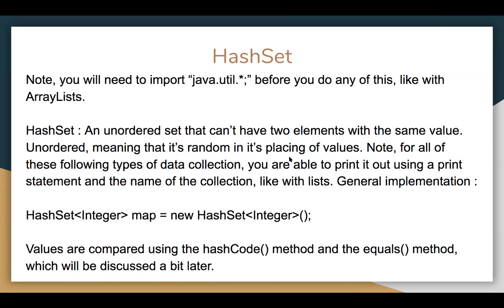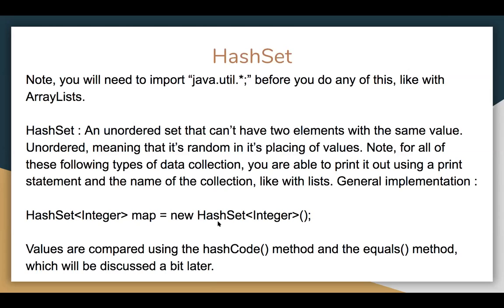So note, for all of these following types of data collection, you are able to print it out using a print statement and the name of the collection, like with lists. But just know that it might display differently. Some do it with square brackets, like with the array lists, and some of them do it with curly brackets. So general implementation of hash set is the following.